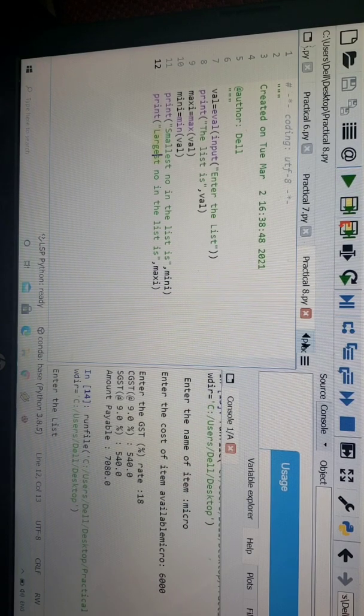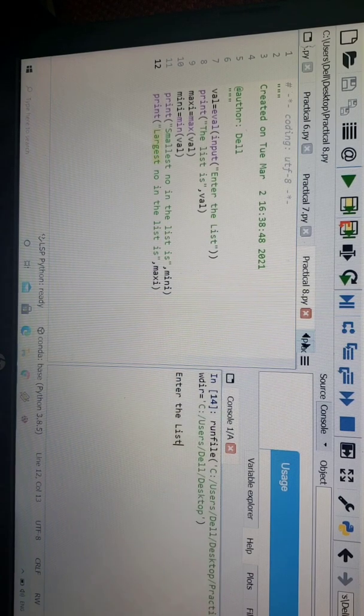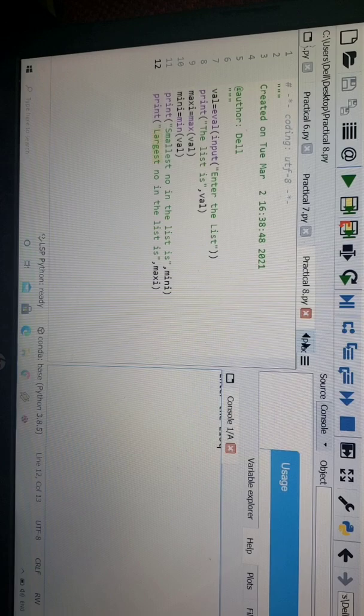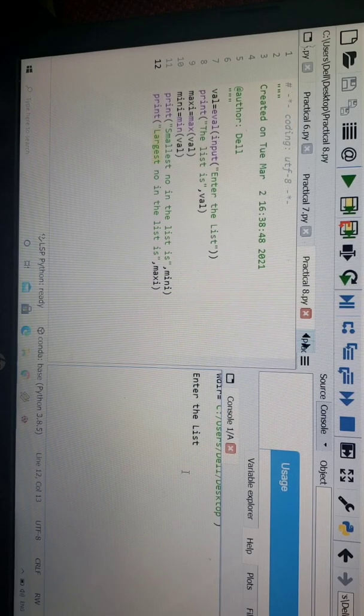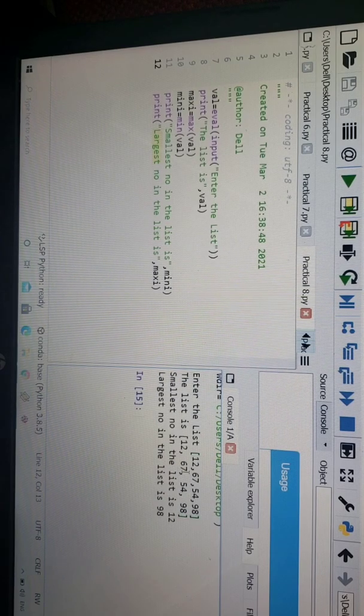Run your program. Enter the list. Okay, this is my list. So here you can see the list is 12, 67, 54, 98. The smallest number is 12 and the largest number in the list is 98.